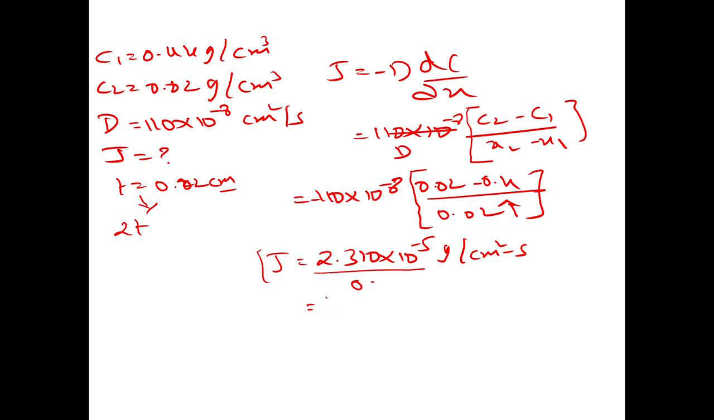So that will be 1.1 into 10 power of minus 5. Yes, the diffusivity value is reduced by half if you increase the thickness, because it is directly related to the thickness or diffusing distance.